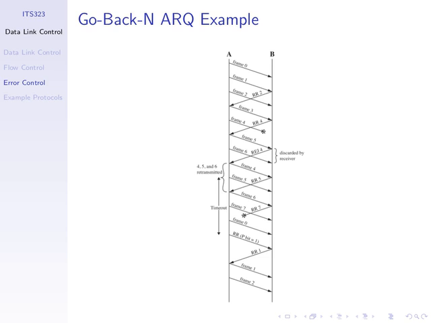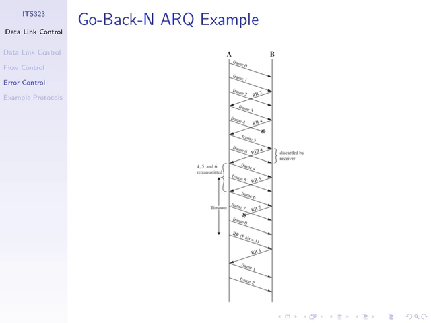4, 5 and 6 are retransmitted, and B, once it starts receiving those frames, can now send a positive ACK or a receive ready. I'm now ready to receive frame 5. 5 and 6 arrive, I'm now ready to receive frame 7. So just stop here. That's the approach for go back N.